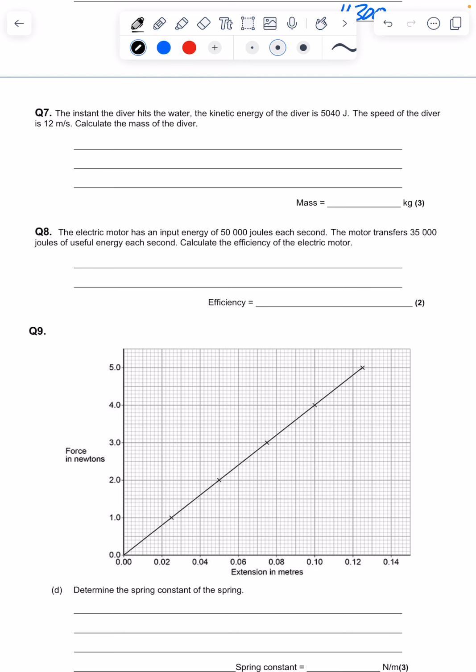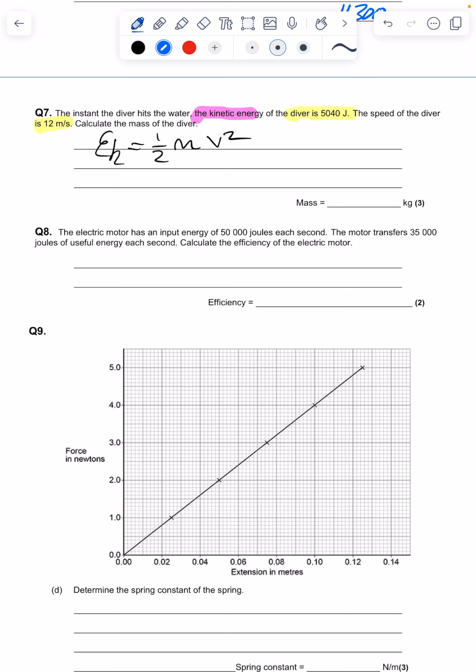So question 7 here wants you to look at the kinetic energy of the diver. It gives you that energy of 5040 and it gives you some speed, and we've got to calculate the mass. So as before, let's write down our equation of what we've got to know. So we want the kinetic energy here, which is half times mass times velocity squared.